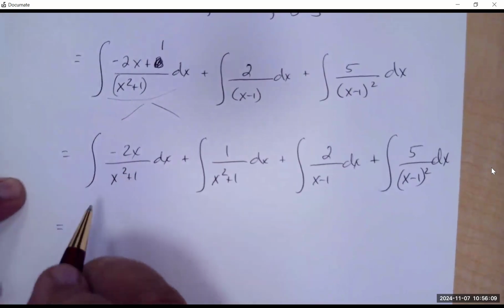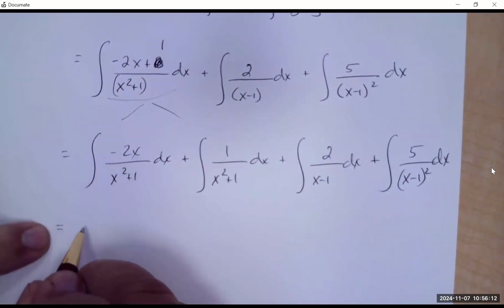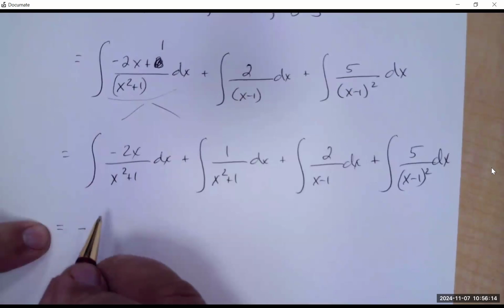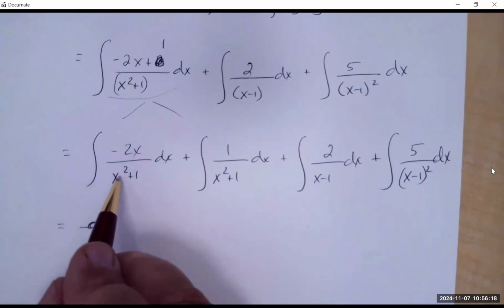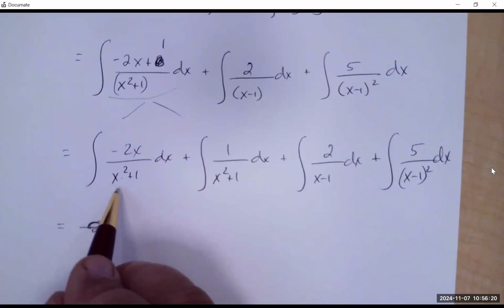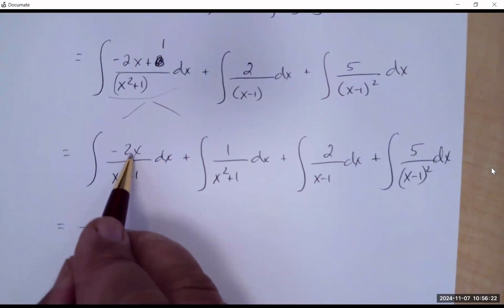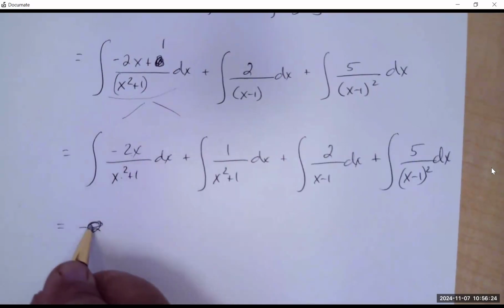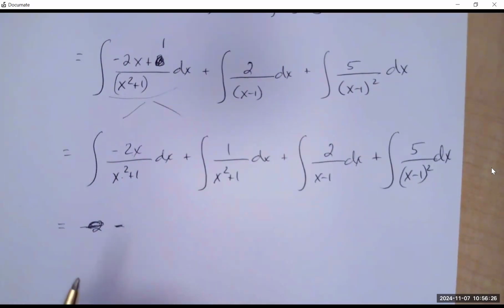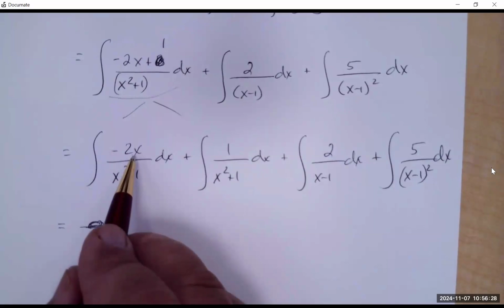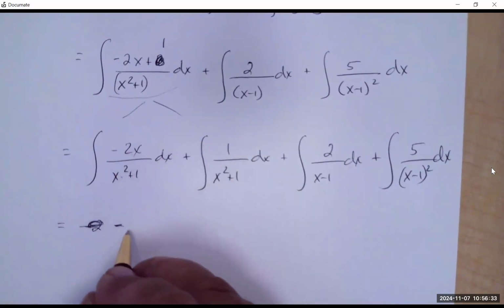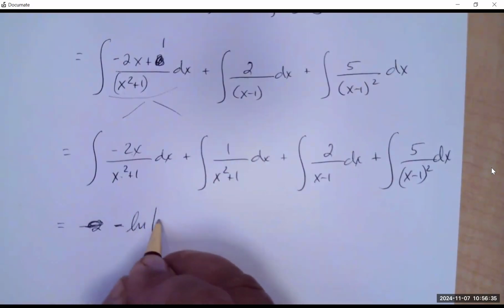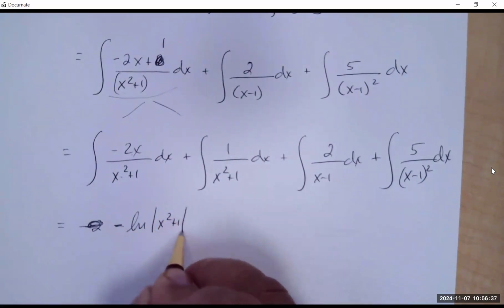So -2x goes out in front. Well, I should hold it. The derivative of the bottom is 2x, so that negative goes out in front. So it's du over u, which makes it ln of x squared plus 1.